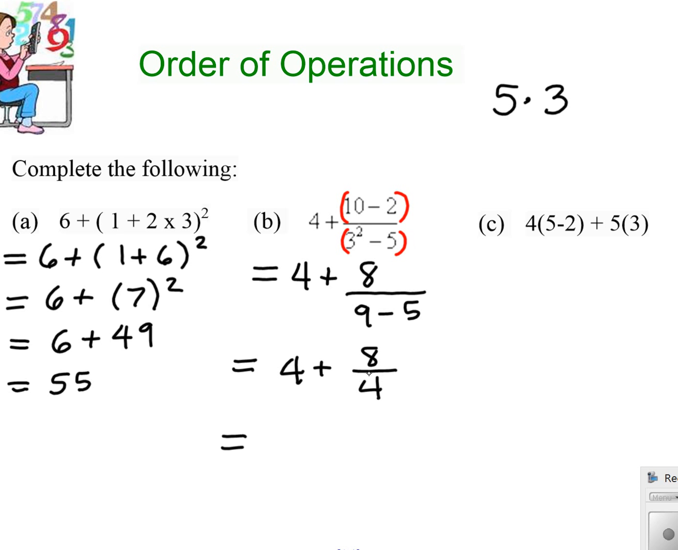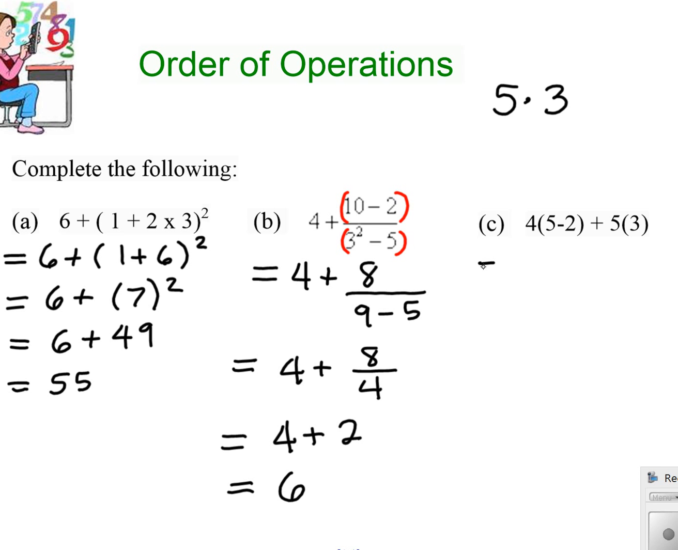Then again, this bar is just a different way of showing division. So that just means 8 divided by 4, which is 2. And then finally you're going to add to get your answer. So try to get used to writing division like that with a bar, and sometimes you'll have the division sign and sometimes it'll be like this. It's just something new to get used to.